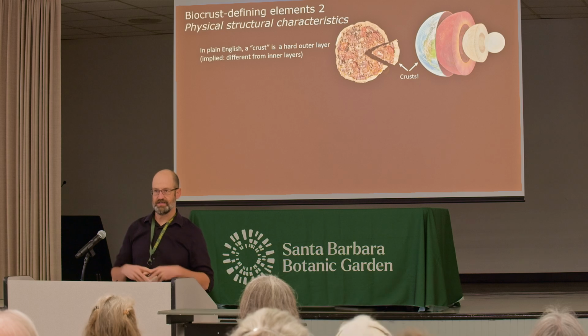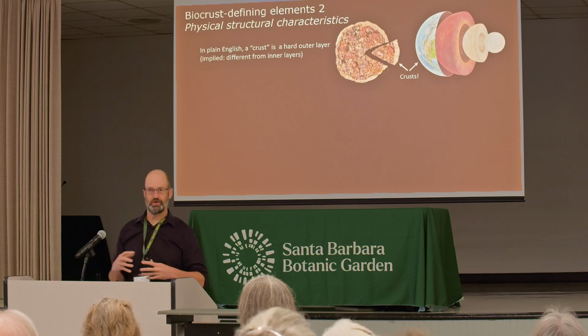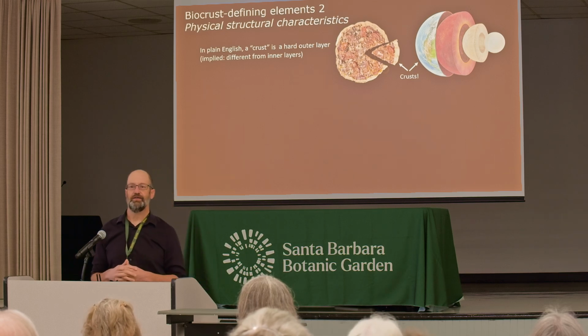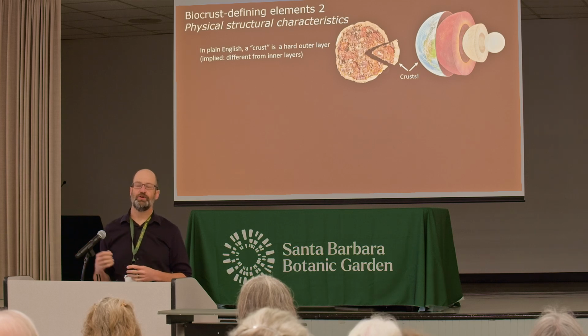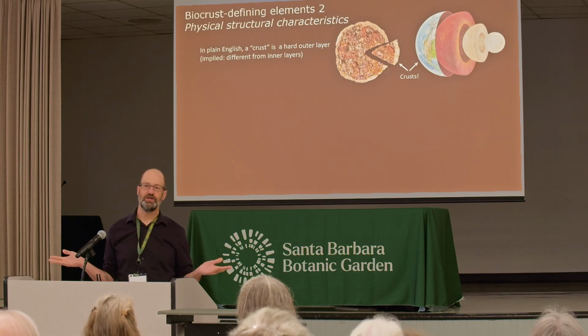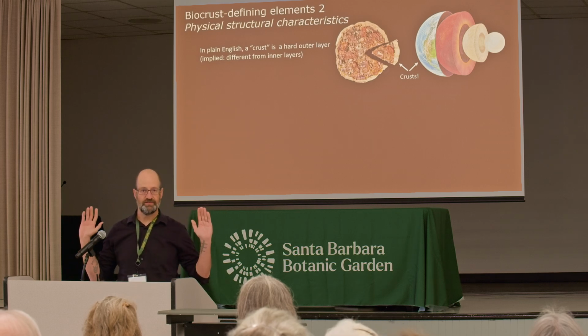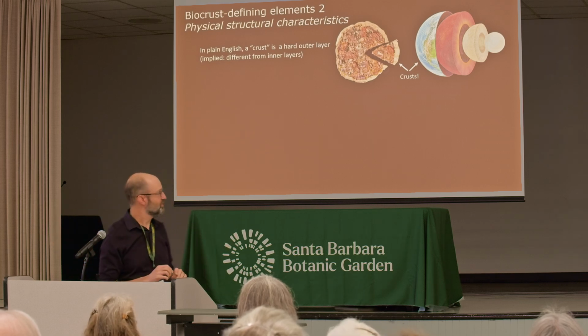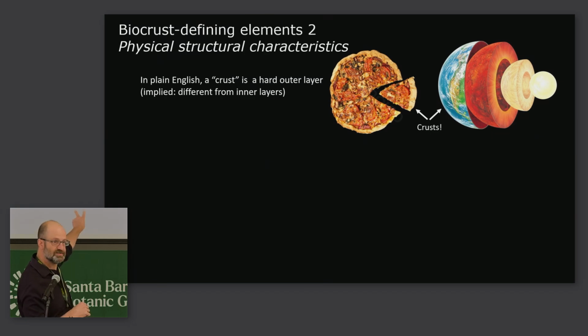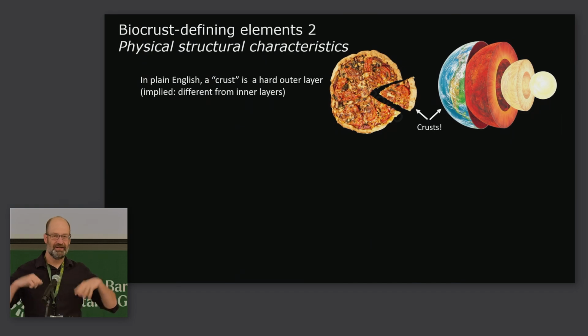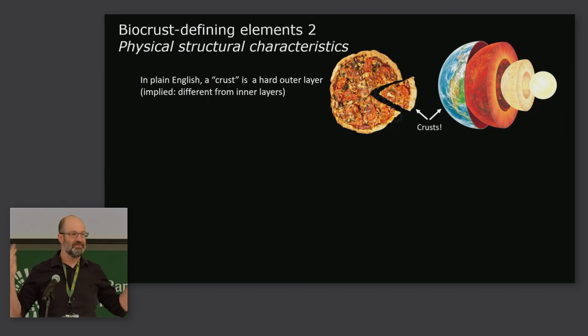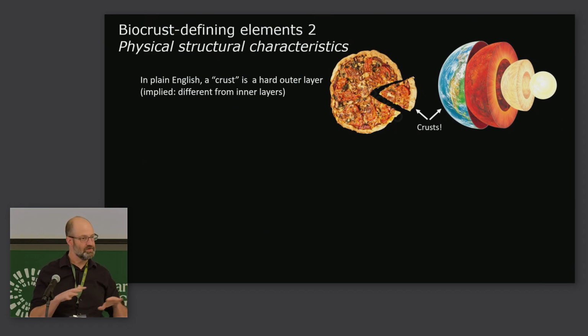Second element is the particular nature of the physical structure. Now think about that word crust. How do we normally use that in just plain English? What it refers to is a harder outer surface of something, right? These are a couple kinds of crusts you're very familiar with. And it implies that the inner layer is different somehow. So we're talking about a type of crust that's on the outer surface of soils.